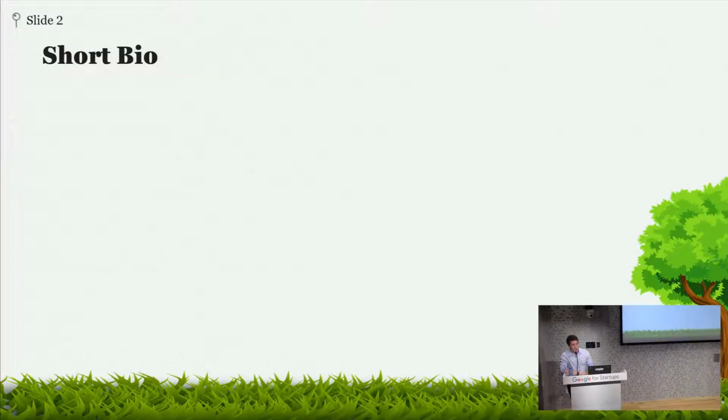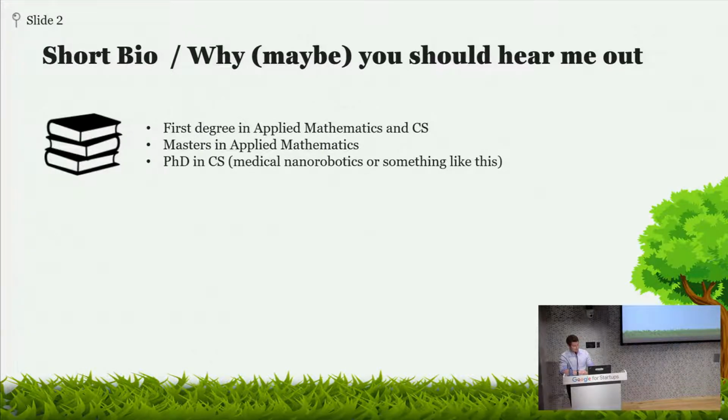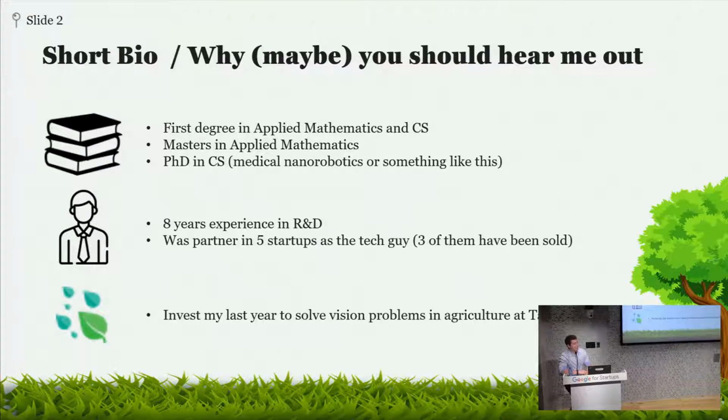So a short bio, or as I like to call it, why maybe you should hear me out. First degree, second degree, third degree in mathematics and computer science. 8 years of experience. I was a partner in 5 startups, 3 of which have been sold, which is good. And in the last year, I invested my time in understanding computer vision problems in agriculture.